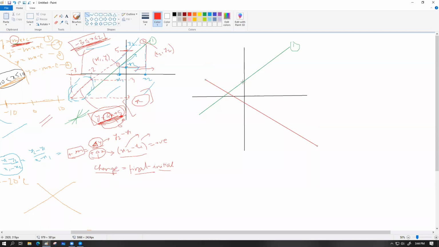What does C denote? C denotes the y-axis cutoff, or we can say y-axis intercept. That's the word. Okay. Y-axis intercept.